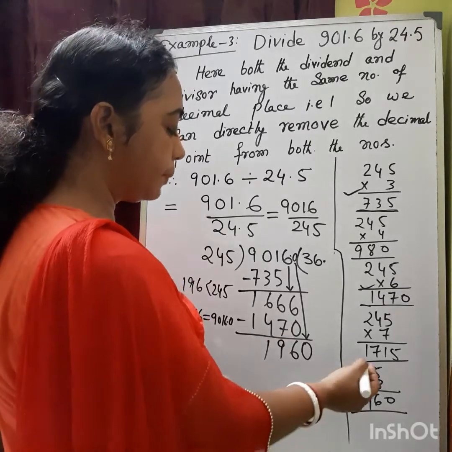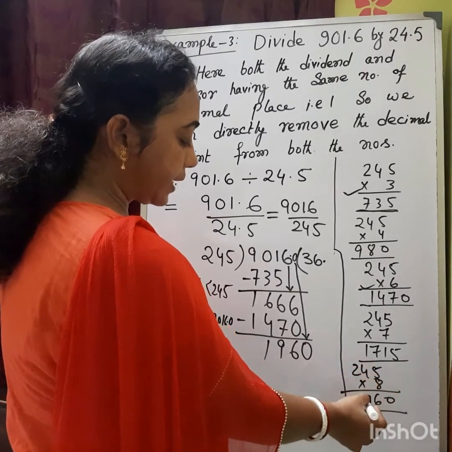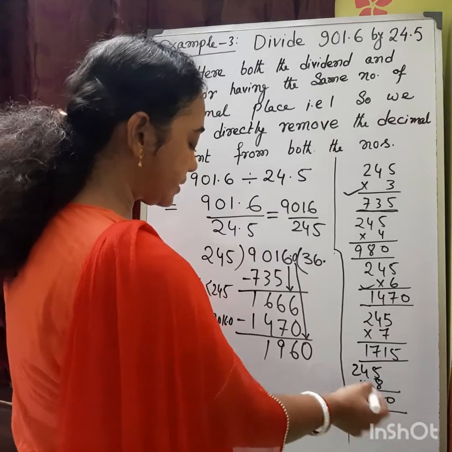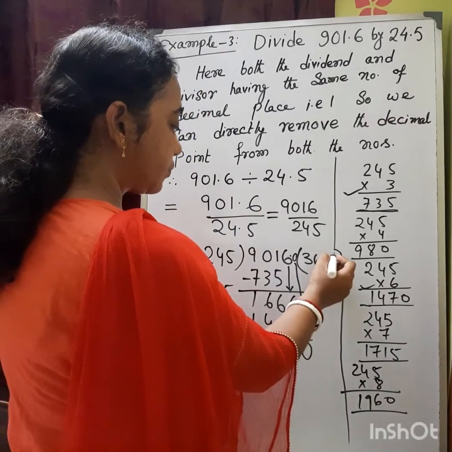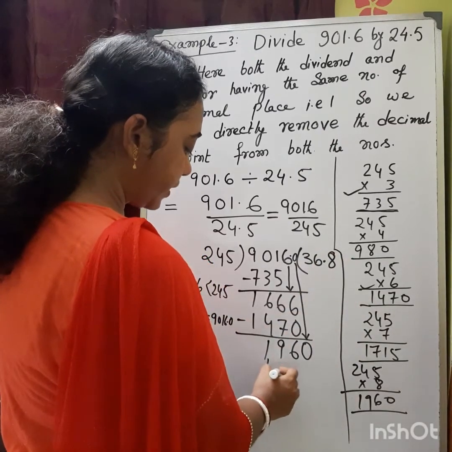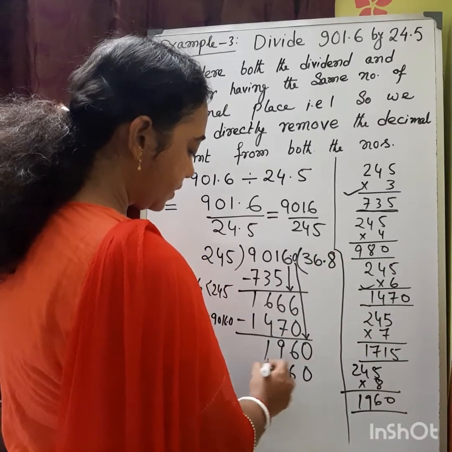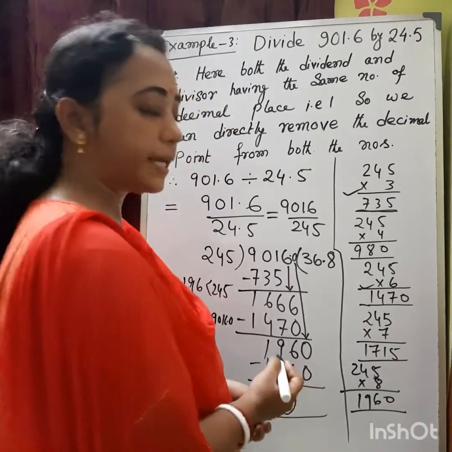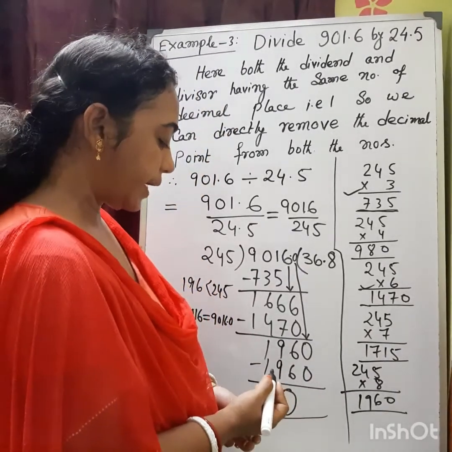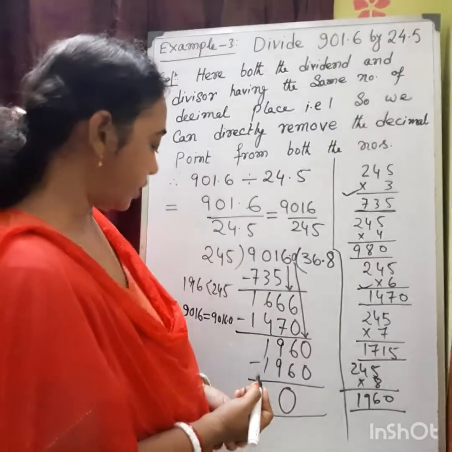Now here, if we multiply 245 by 8, we get the product as 1960, which is the same as 1960 here. So we put 8 in place of the question mark, and here we get 1960. Now after subtracting them, we get 0. As we are getting 0, when we get the remainder 0, we stop our calculations.